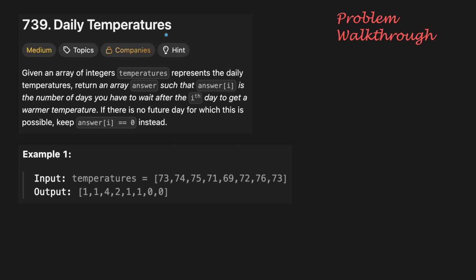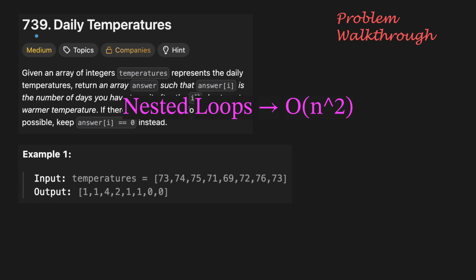Daily temperatures, LeetCode 739. Two nested loops gets you the right answer, but that is O of n squared. One stack gets you the same answer in O of n. Today we'll see exactly why.